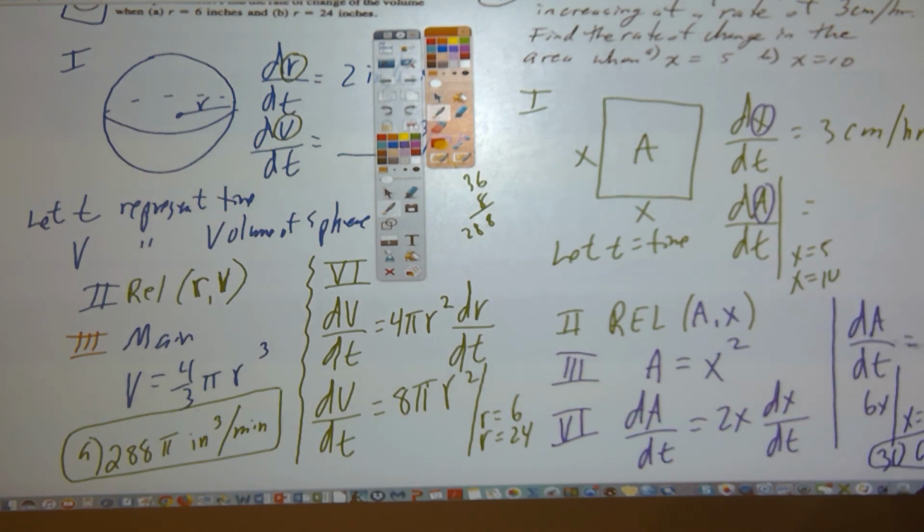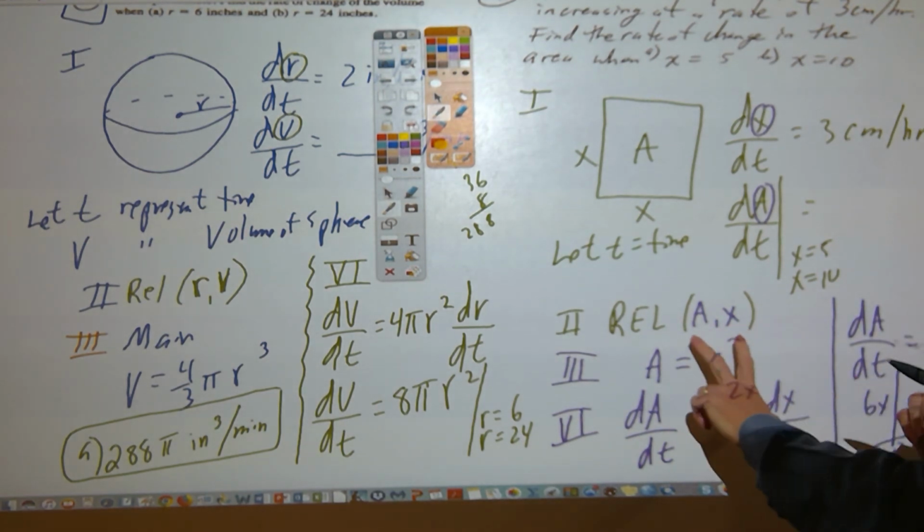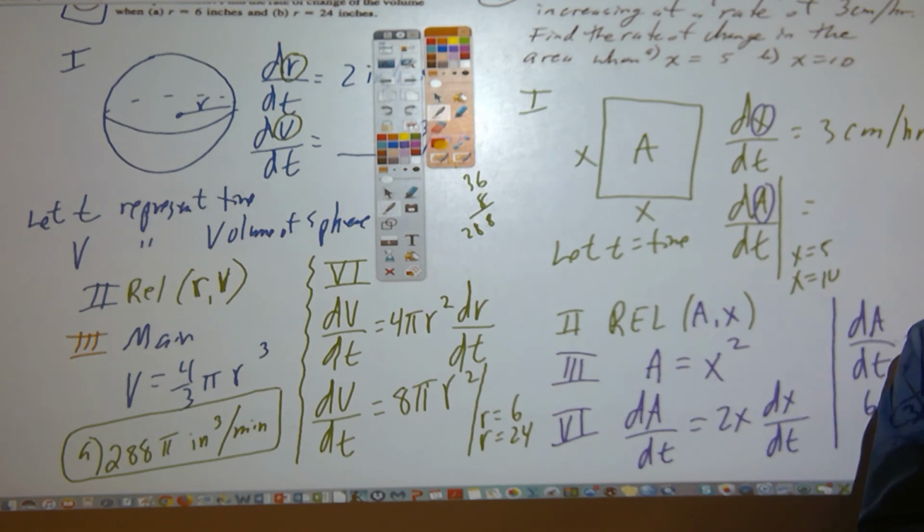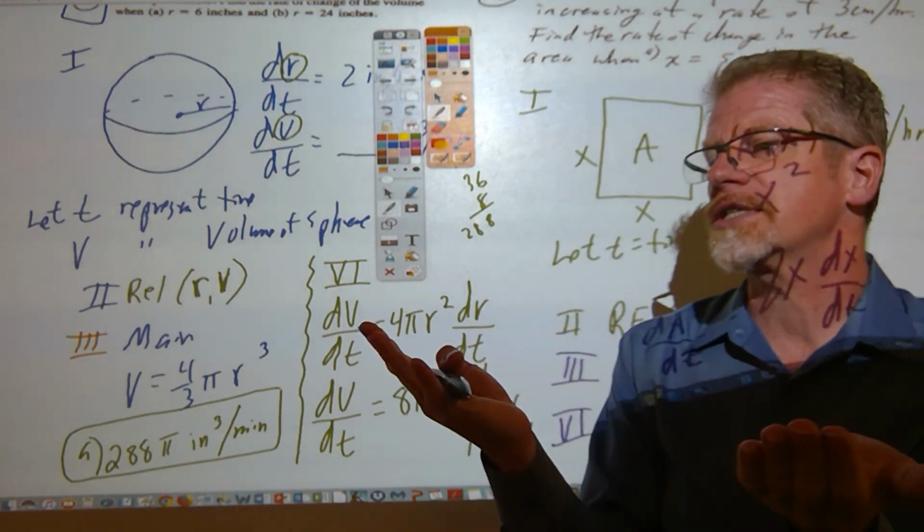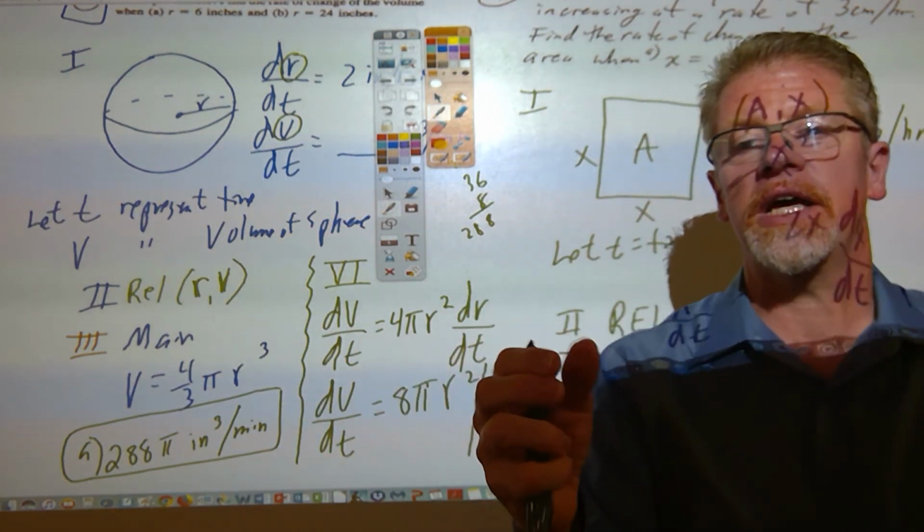Question, Jonathan? For Roman numeral 2, does the order matter? Doesn't matter, x or A, you just need a mathematical relationship between the two. Because of implicit differentiation, it doesn't matter whether it's solved for A or not.